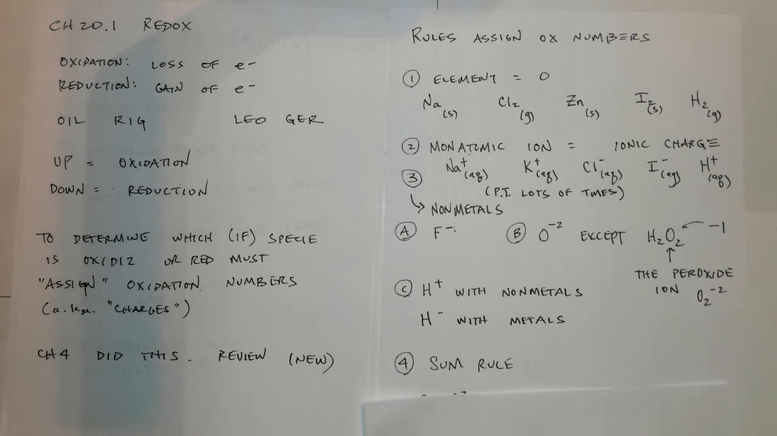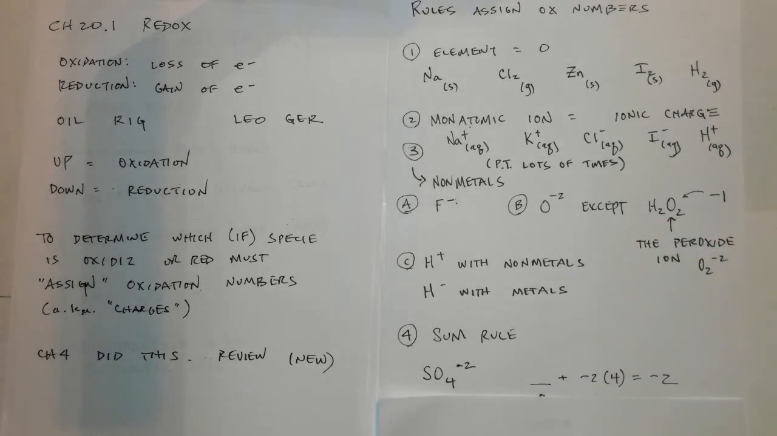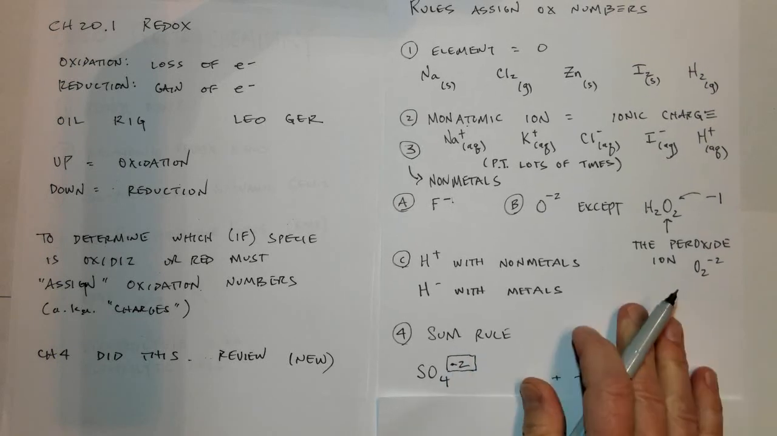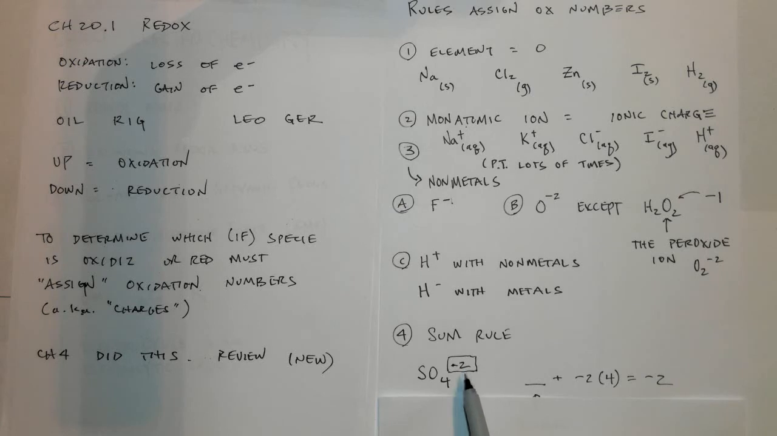The last one is called the sum rule, and this one usually is the most helpful. This one says that the addition of the oxidation numbers that make up a species always equal the charge in the upper right hand corner. And so whatever sulfur's charge is plus whatever oxygen's charge is times 4 has to equal -2.